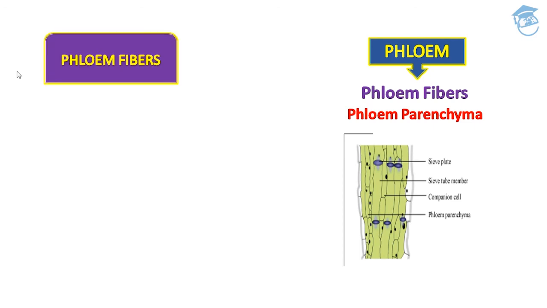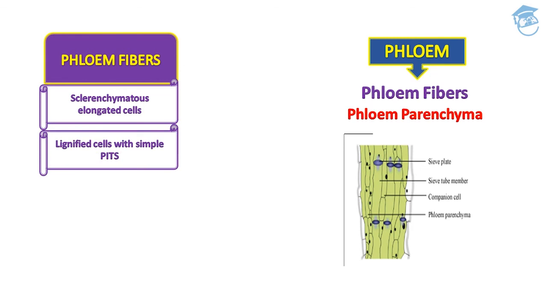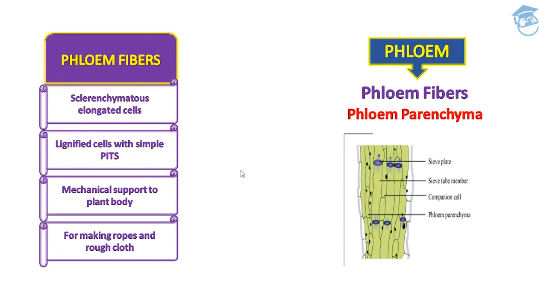So this is phloem fiber, which is sclerenchymatous elongated cells, represented by dead sclerenchyma fibers that are found in between the sieve tubes. They are highly lignified, that means there is lignin deposition, with simple pits or pores. They provide mechanical support to the plant body, and are used for making ropes and rough clothes.